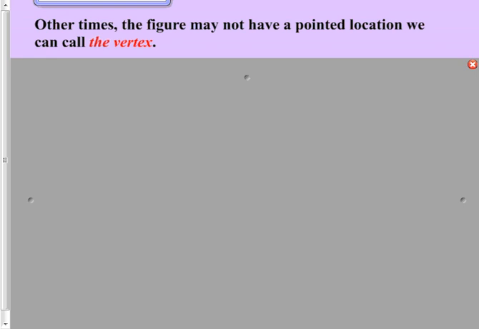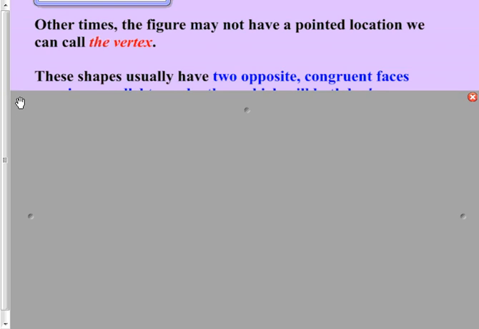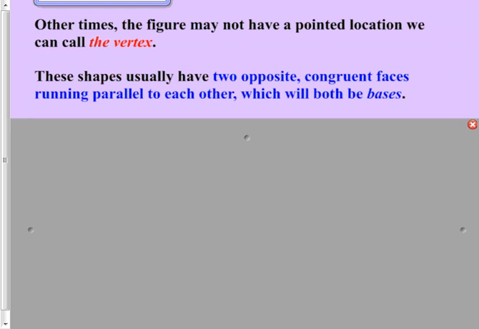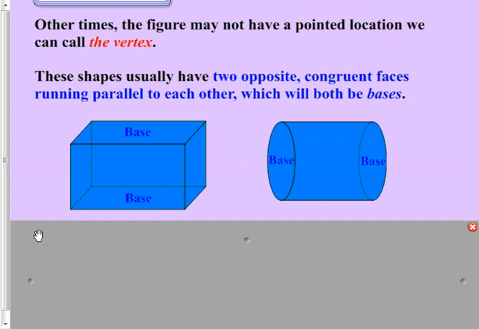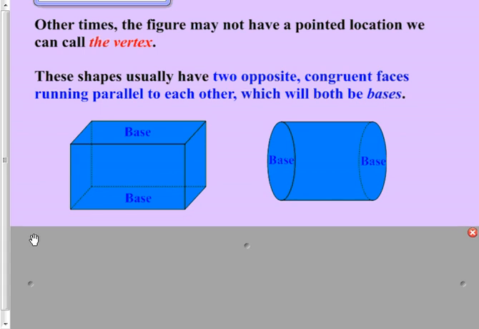Now, on other types of solids, we may not have this pointed location that we can call the vertex. When this happens, typically you have two opposite congruent faces that are running parallel to each other. And when that is the case, your figure does not have one base, it has two bases, and it will be these opposite congruent faces that are running parallel to each other.